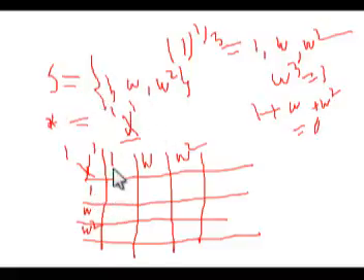So here 1 multiplied by 1 is 1, belonging to S. 1 multiplied by omega is omega. 1 multiplied by omega square is omega square. So in the first row you are looking at all the elements belonging to the set S. With the multiplication of 1, all the elements give the same elements of the set S.